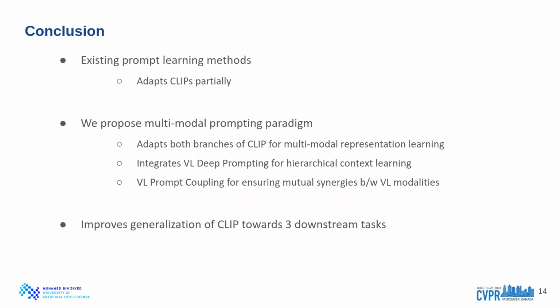In this work, we highlight the issue of partial prompting of CLIP, which leads to suboptimal downstream task performance. To address this, we propose a multi-modal prompt learning paradigm, which dynamically adjusts both the language and vision representation space of CLIP for better transfer. Further, we propose multi-modal hierarchical deep prompting to progressively learn the prompts across different transformer blocks for better stage-wise contextual learning.